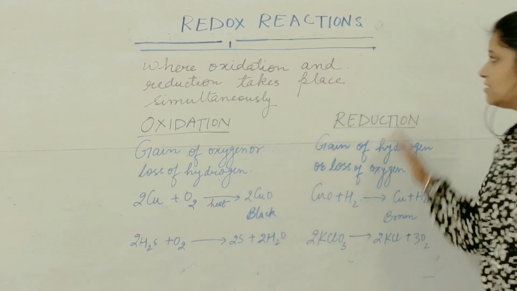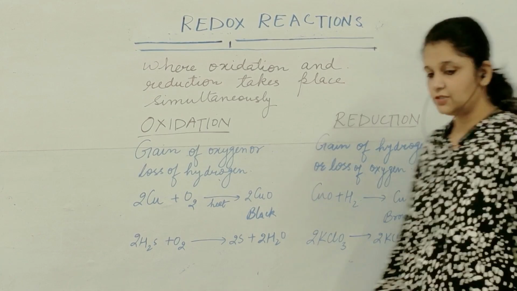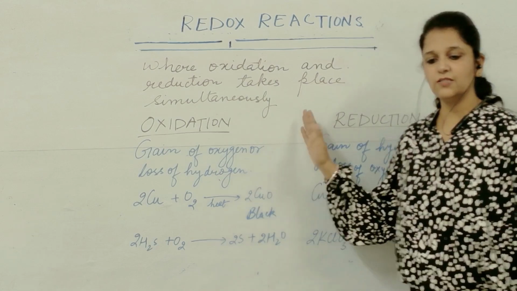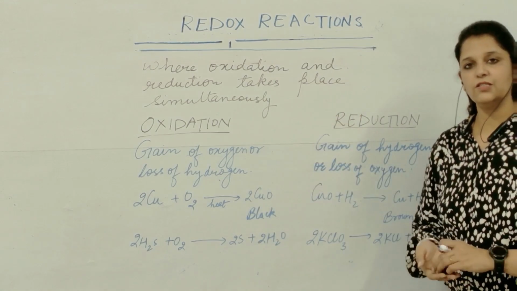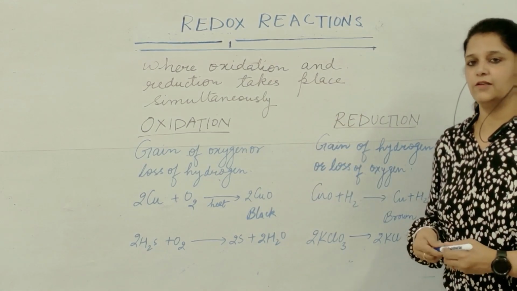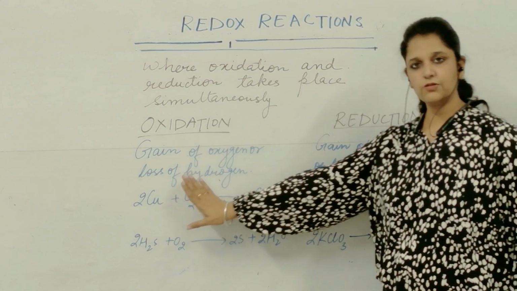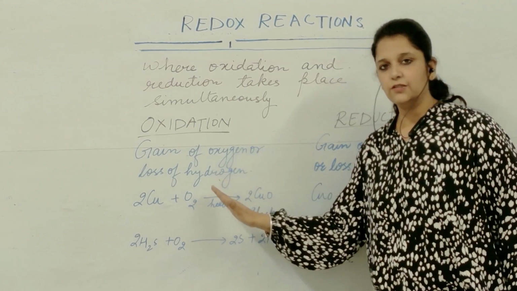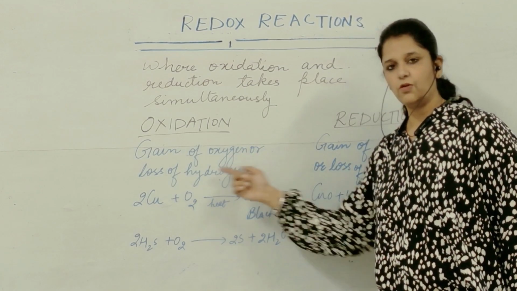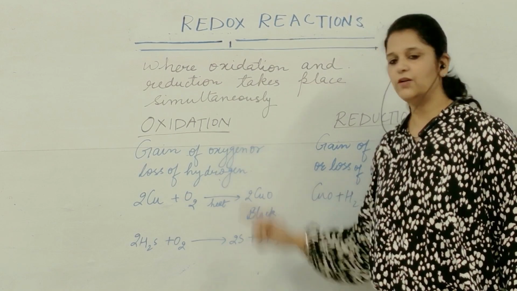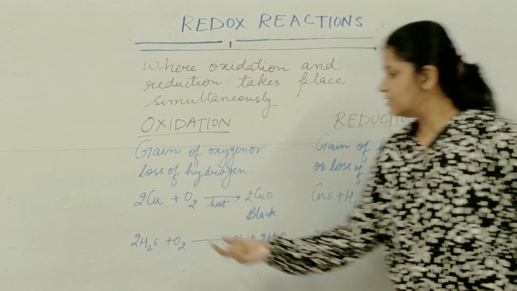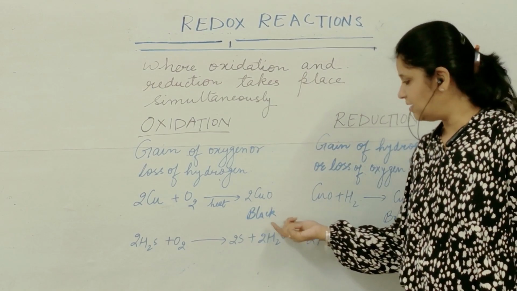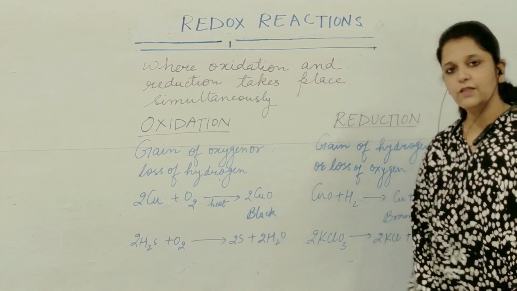So this is the next type of reaction, redox reaction, or separately oxidation and reduction reactions. Redox reactions are the reactions where oxidation and reduction take place simultaneously. Let's see first what are oxidation reactions and what are reduction reactions. In any reaction, if there is a gain of oxygen or loss of hydrogen, then we call it an oxidation. Copper when it reacts with O2 forms copper oxide, and that is black.